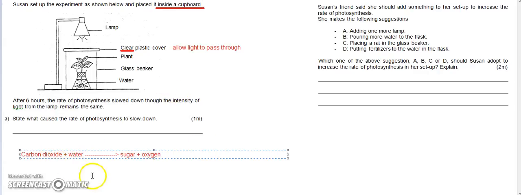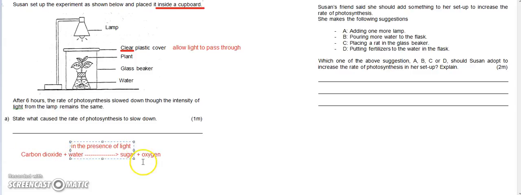One more time. Photosynthesis is when carbon dioxide is taken in by the plant through its leaves, through its stomata, and combined with the water that is taken from the roots. And in the presence of light, all this will turn these two, carbon dioxide and water, into sugar, which is food for the plant, and oxygen, which the plant gives out through its stomata again. So this is what we call photosynthesis.